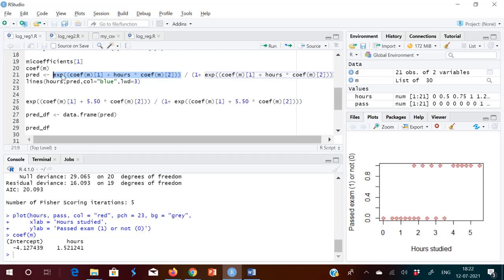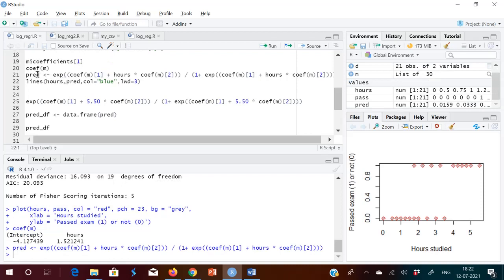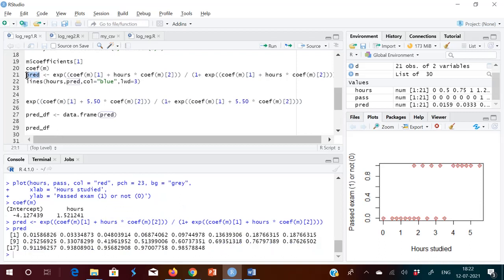So I'm going to find the prediction directly from the formula, not using the function. I found it and it is stored in the variable PRED. Now let me see what is in PRED. As you can see, everything is between 0 and 1, so naturally it has to be a p value. I told you p equal to e raised to y by 1 plus e raised to y.